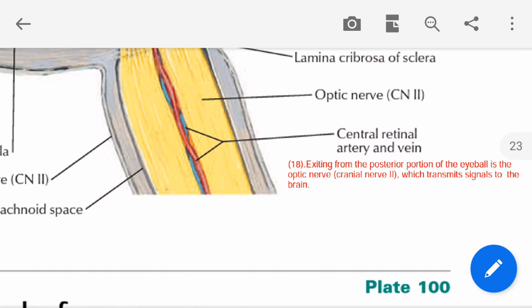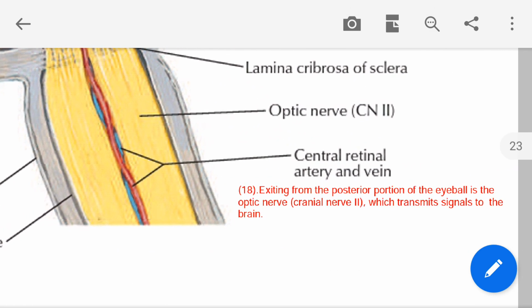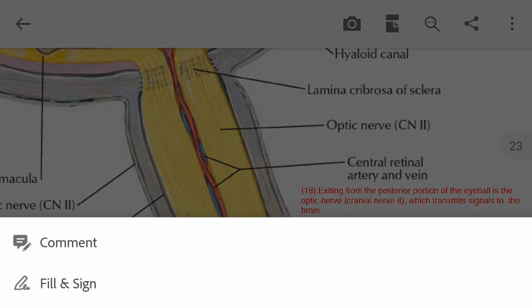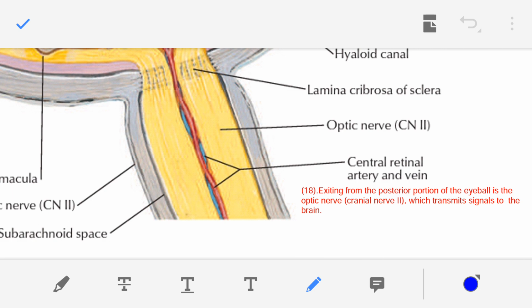Now we are discussing the optic nerve. Exiting from the posterior portion of the eyeball is the optic nerve. So this is the optic nerve they are showing, cranial nerve 2, and this optic nerve transmits signals to the brain.